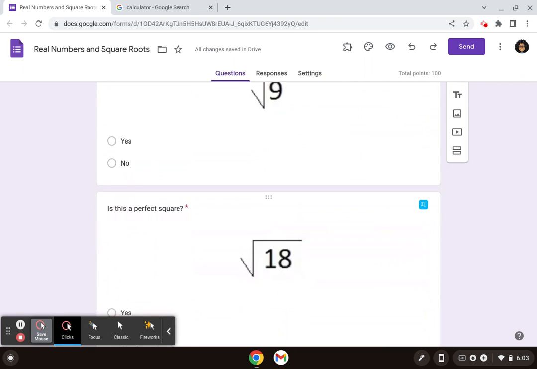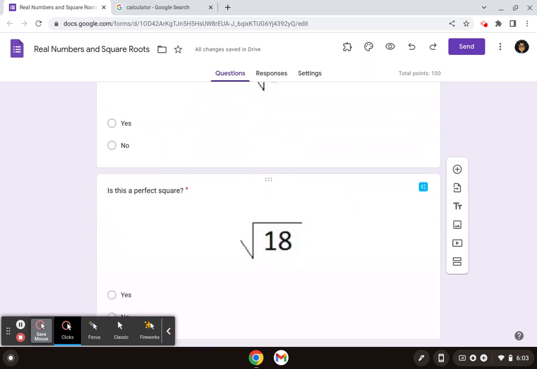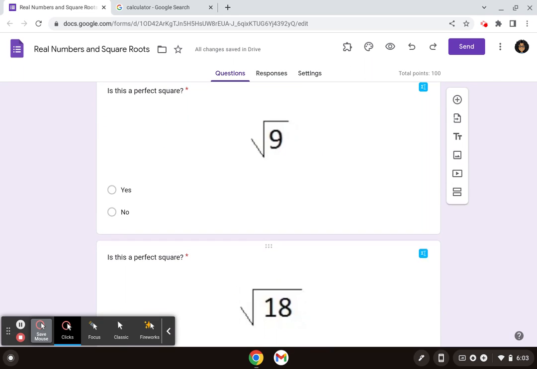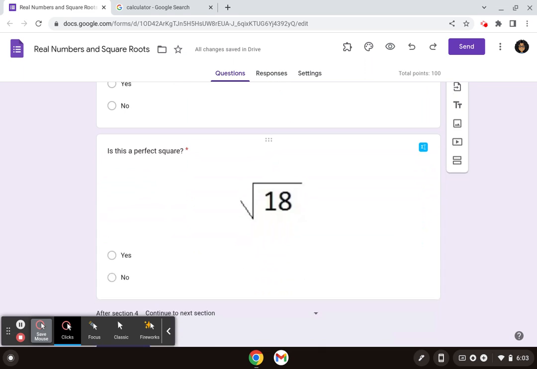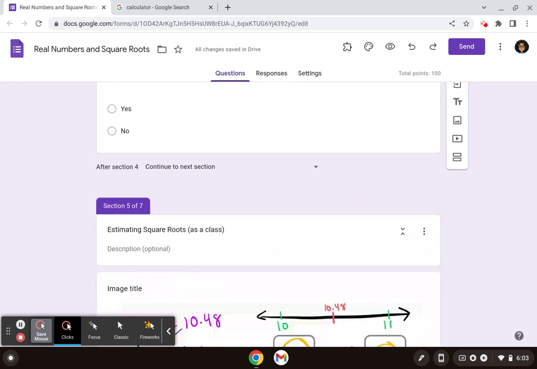All right, square root of 9, square root of 18. Whichever of these gives you just a regular number, that's a perfect square root. If it gives you a decimal, it's not a perfect square root. All right, again, pause the video now if you need to. Press play if you want to keep going on.